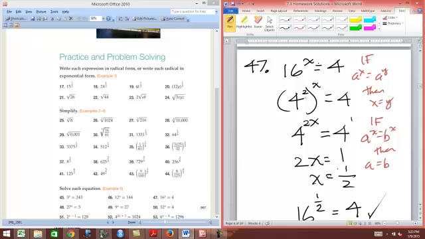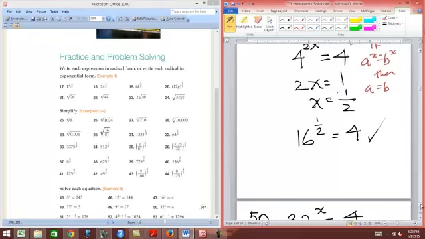Well, 16 is 4 squared. That's good, because we got 4 over here. Generally, you're going to try to make the bigger base a power of the smaller one, but sometimes you have to change both of them. So 16 is 4 squared, to the x, equals 4, which is 4 to the 1st. So 4 to the 2x equals 4 to the 1st. Therefore, 2x equals 1 and x equals 1/2, and you can check it. 16 to the 1/2 equals 4, obviously.